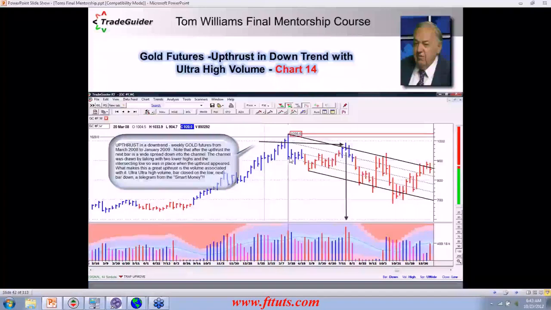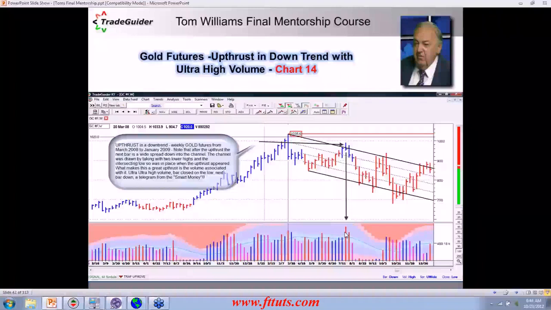Now, what happens now? The market goes sideways for several weeks. And then finally, there is a beautiful upthrust. That's a classic upthrust. The volume is higher than all the background. It closes on the low. The next bar closes lower. And you can short that upthrust because it's now in the right place. The volume's massive. I love ultra high volume up bars like this.